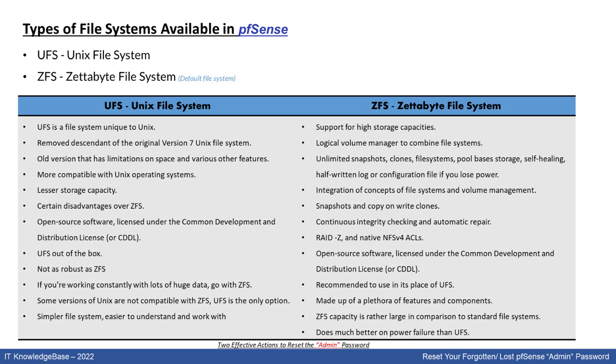UFS is, out of the box, not as robust as ZFS. If you are working constantly with lots of huge data, go with the ZFS file system. Some versions of Unix are not compatible with ZFS. There, UFS is the only option. UFS is a simpler file system, easier to understand and work with.